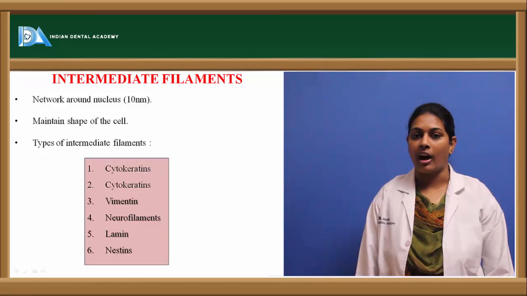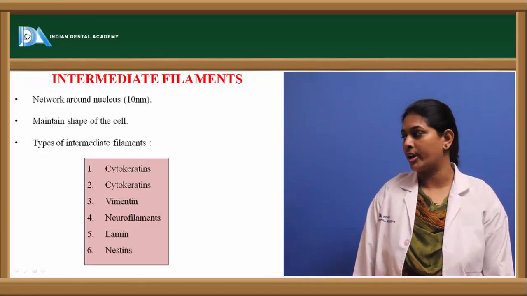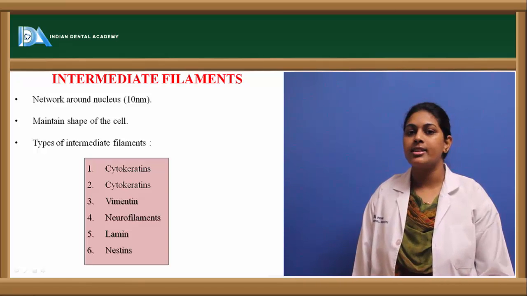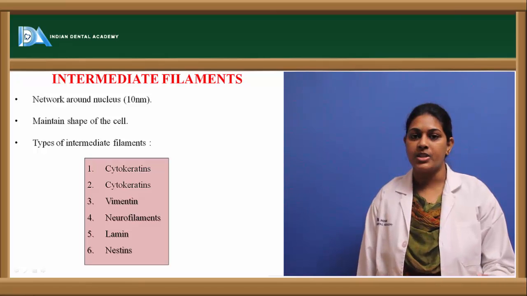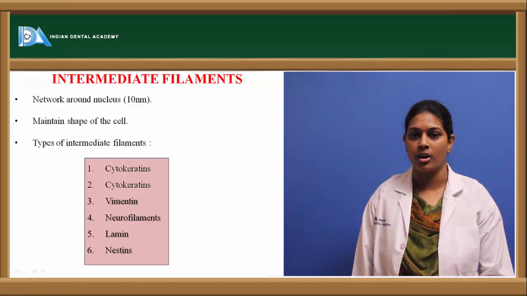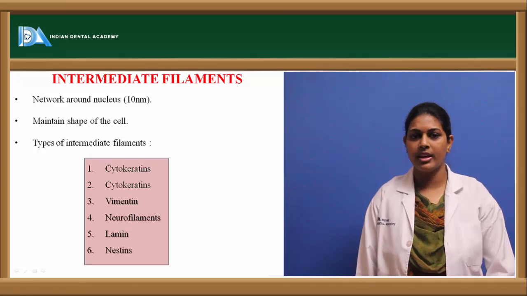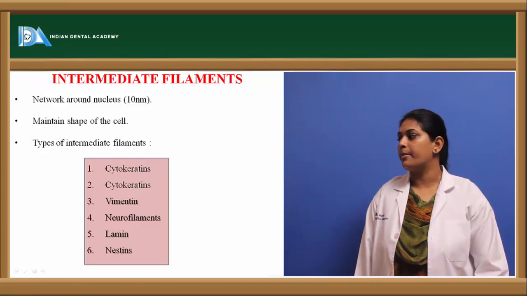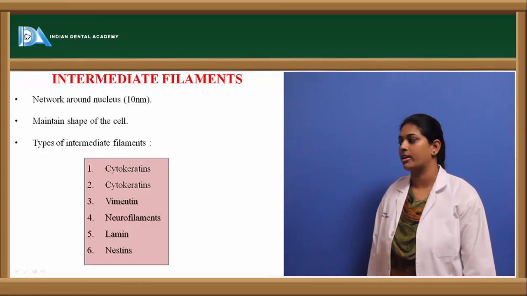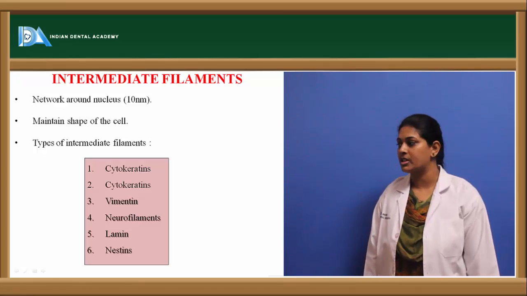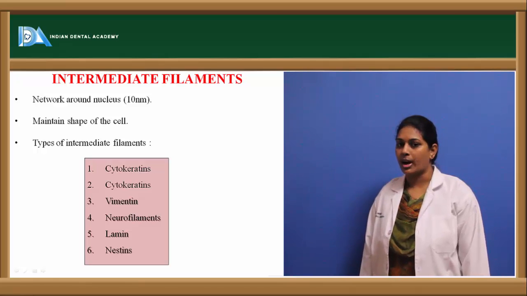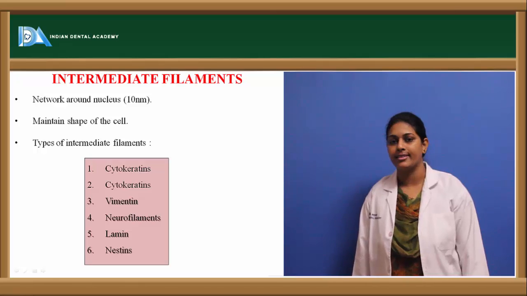And there is a certain type of intermediate filament, that is the cytokeratins. These cytokeratins are grouped into two groups since they are available in huge amounts, that is, there are 30 types of cytokeratins. They make up two groups of cytokeratins. Then comes the other group of intermediate filaments, that is the vimentin, neurofilaments, laminin, and nestins.